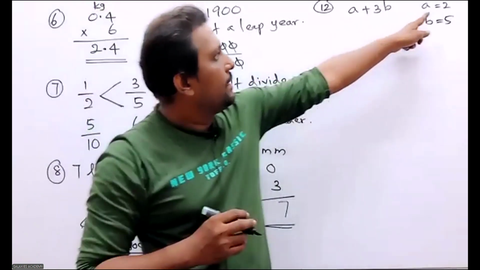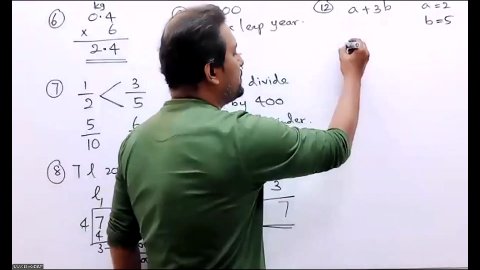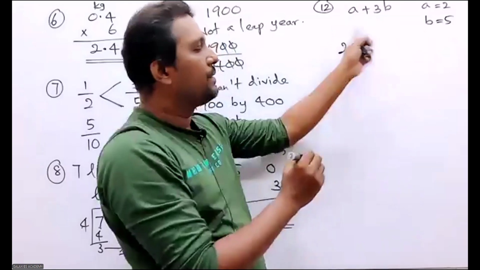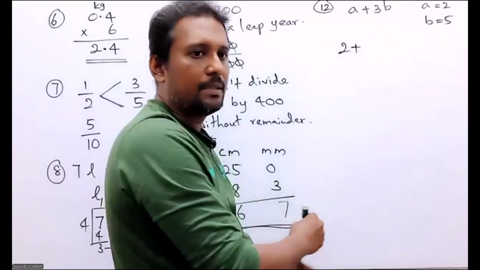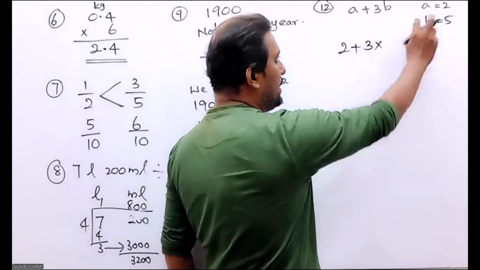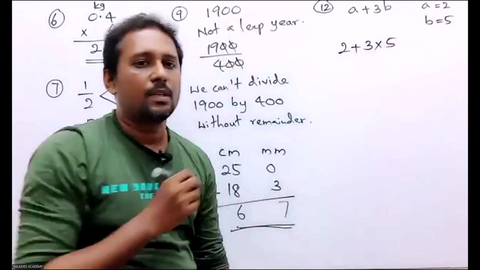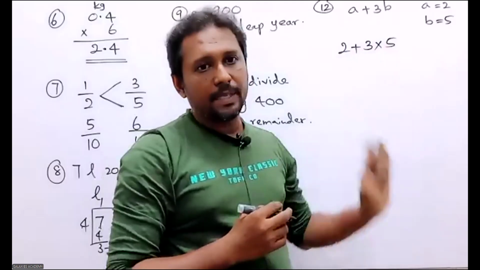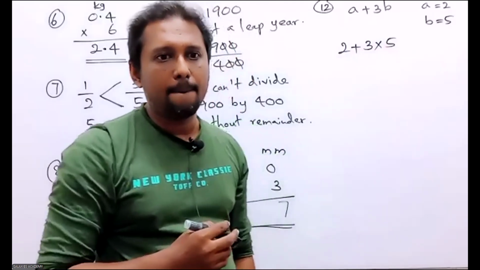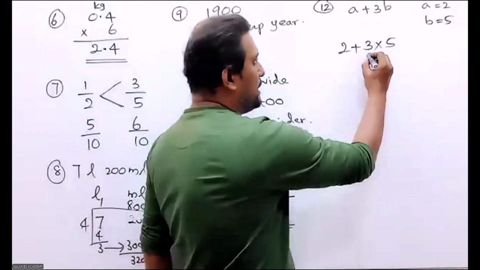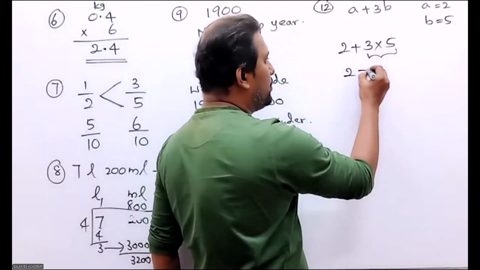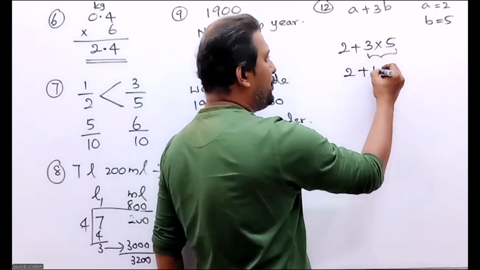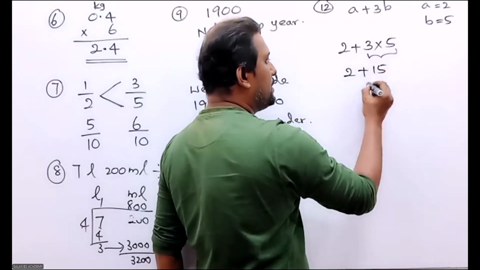a is 2, plus 3b. 3b means 3 multiply b. b is 5. Now you can follow the BODMAS rule. Addition, multiplication. First you have to do multiplication. So these two you have to multiply. 2 add 15. Answer 17.